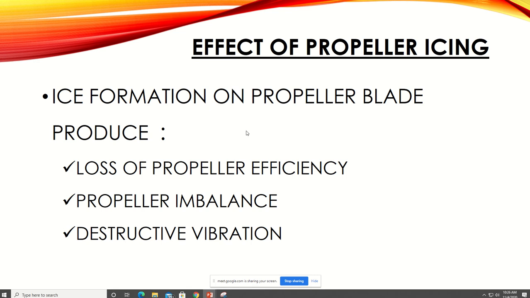Effect. What is the effect of propeller icing? It produces loss of propeller efficiency. Propeller imbalance, meaning not balanced, out of balance. You don't want that. And then destructive vibrations. We don't want this vibration for the whole flight, like I explained earlier in chapter 4. If you fly a Firefly from Subang, let's say to Terengganu, Kelantan or Kuching, all the way, do you want to have the vibrations? You don't want that. It's like a roller coaster for 1 or 2 hours. It's not passenger comfort.